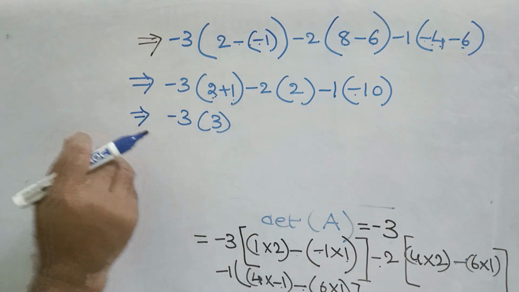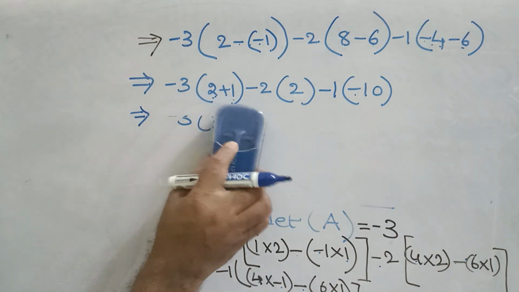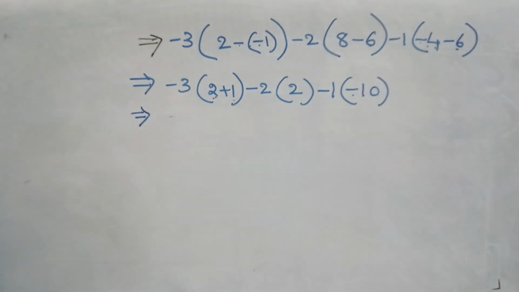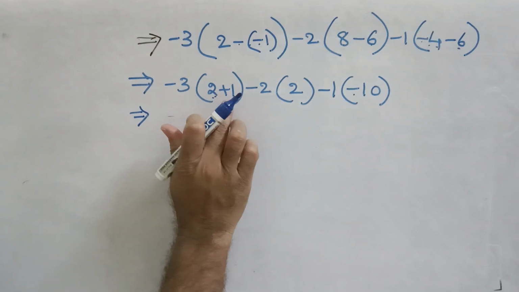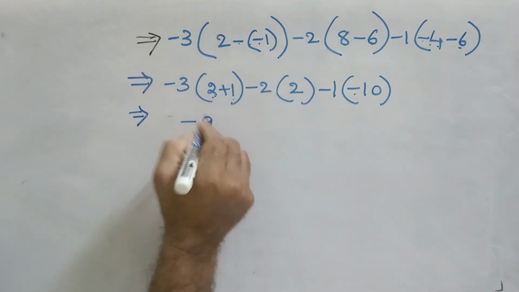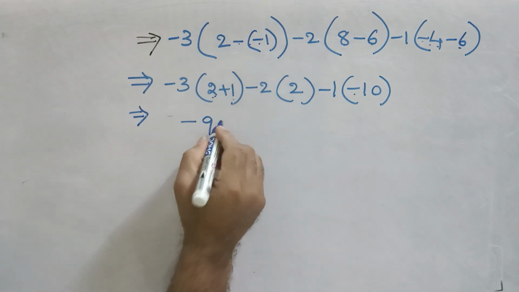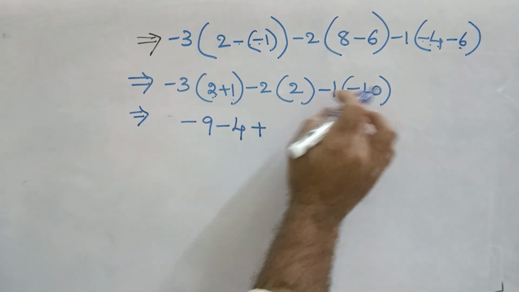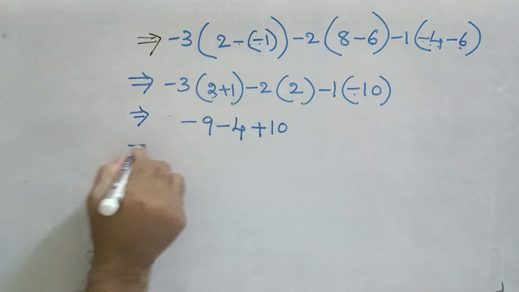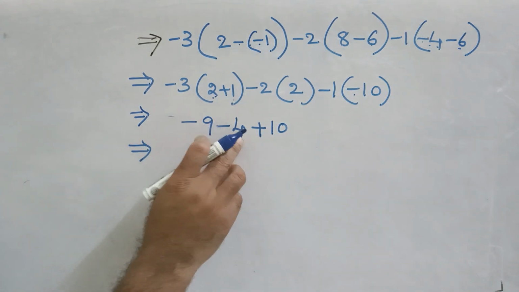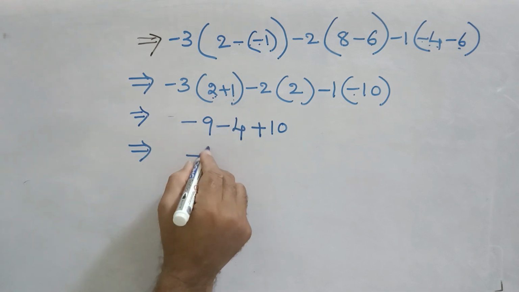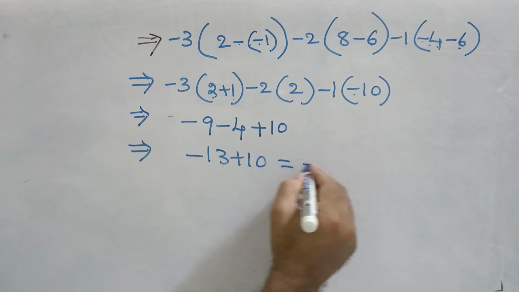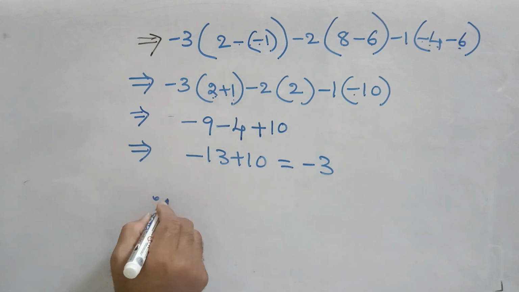Or I can write directly. So 2 plus 1 is 3. 3 into 3, 9. Nothing but minus 9. Minus 2 into 2, 4. It is minus 4. It is minus into minus plus. 10 into 1, 10. This is equal to how much? 9 plus 4, how much? It is 13. Minus 13 plus 10 is equal to how much? It is minus 3. That is the x value.